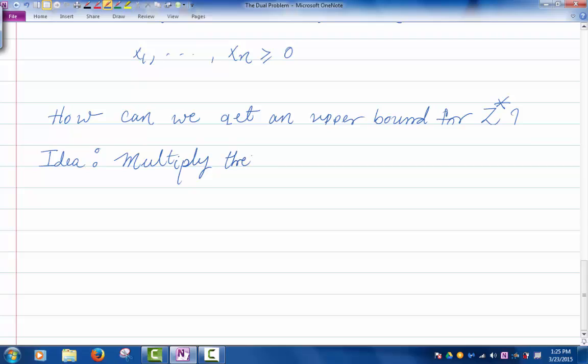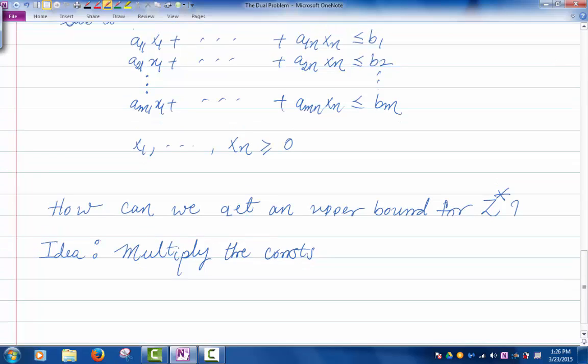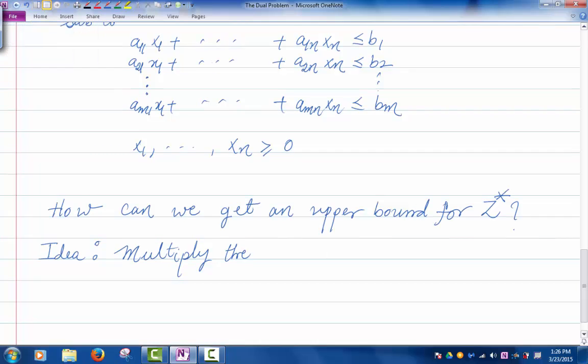the constraints. If you don't mind, maybe I should name the constraints somehow. Let me see.